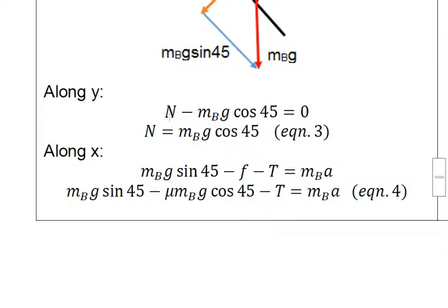So you have here N minus MB g cosine 45, this is along Y, and this is equation number 3. Then along X, you have MB g sine 45 minus F minus T is equal to MB times A. Again, this is unknown, and this is equation 4. Now we are going to combine equation 2 and equation 4.